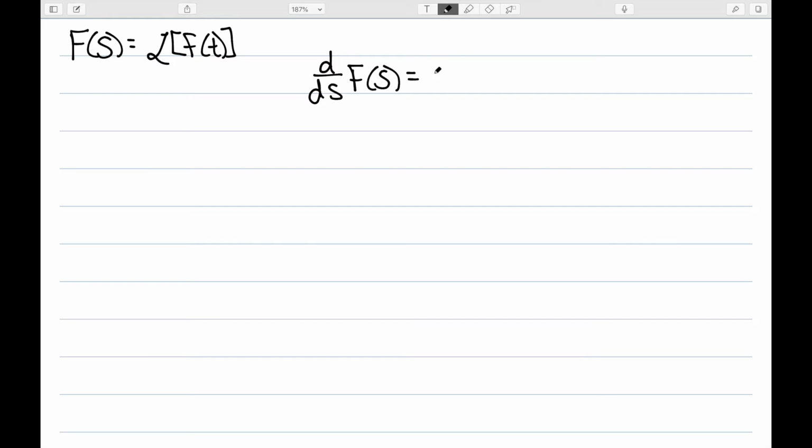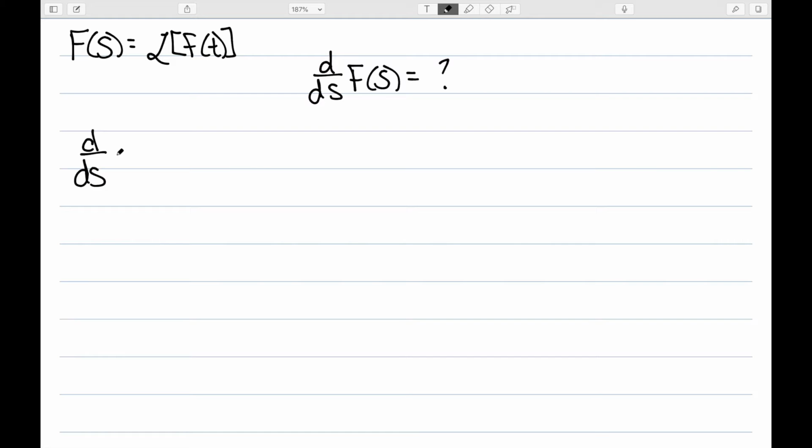In the last video, I talked about taking the transformation of the derivative. This time I want to do the opposite. I want to take the derivative of the transform. Once again, let's denote the transform by capital F of s. Then I want to know what's the derivative with respect to s of capital F of s. So let's think this through.